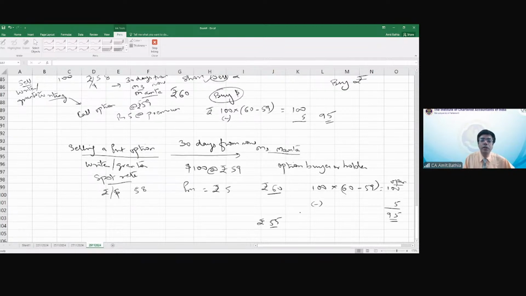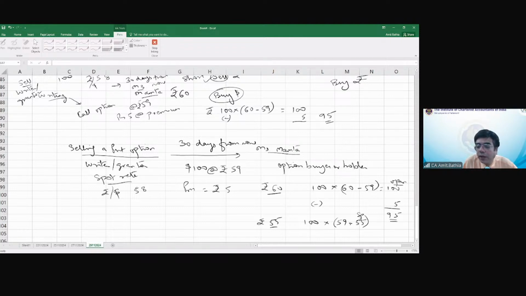Would she exercise the option? Yes. In that case, how much profit will she make? 100 into 4. It will be 59 minus 55, that is 4. 59 minus 55, right? Because prevailing spot rate, this is the spot rate.